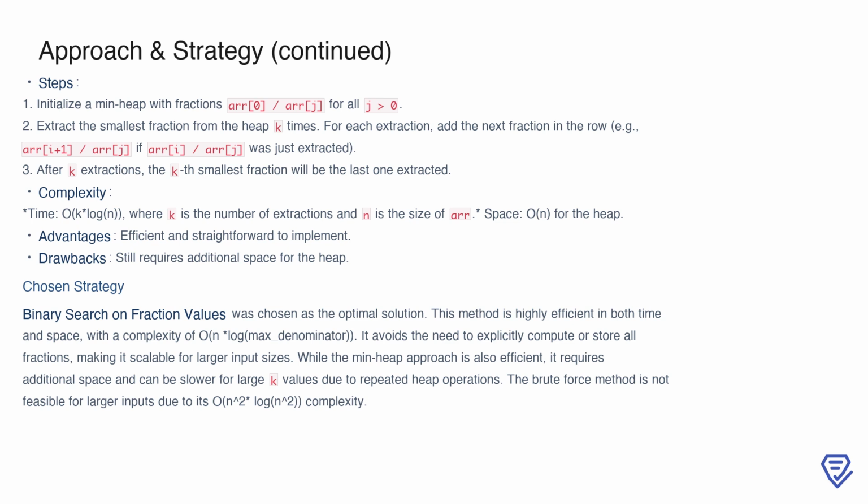This method is efficient with a time complexity of O(k * log n), where k is the number of extractions and n is the size of ARR. It also uses O(n) space for the heap. Although this approach is straightforward to implement and efficient, it requires additional memory for the heap and can become slower when k is large due to repeated heap operations. Ultimately, while effective, it is not as optimal as the binary search approach.